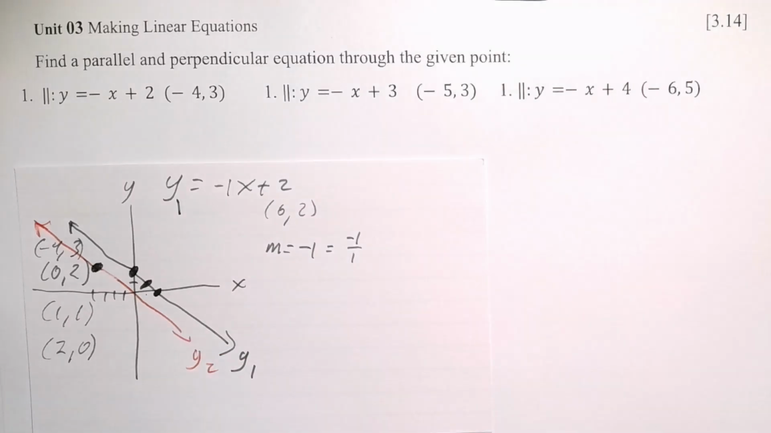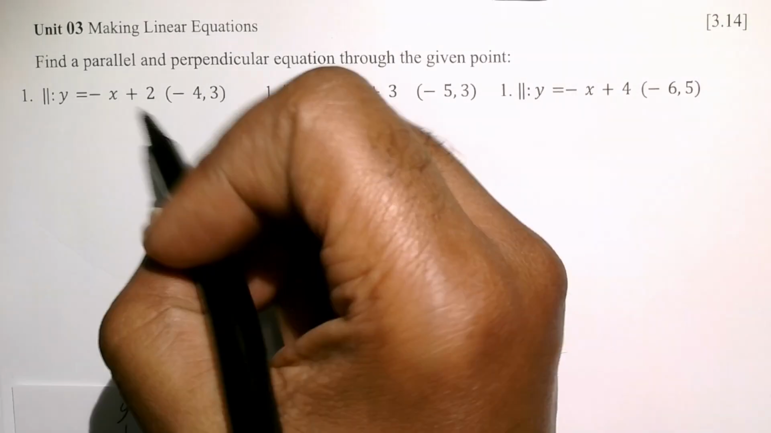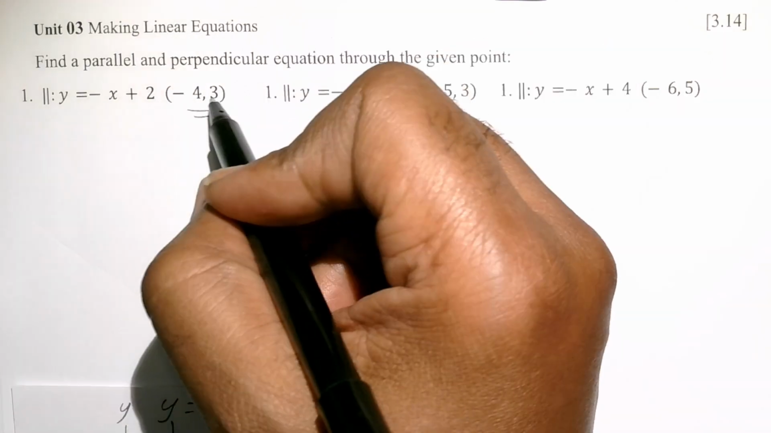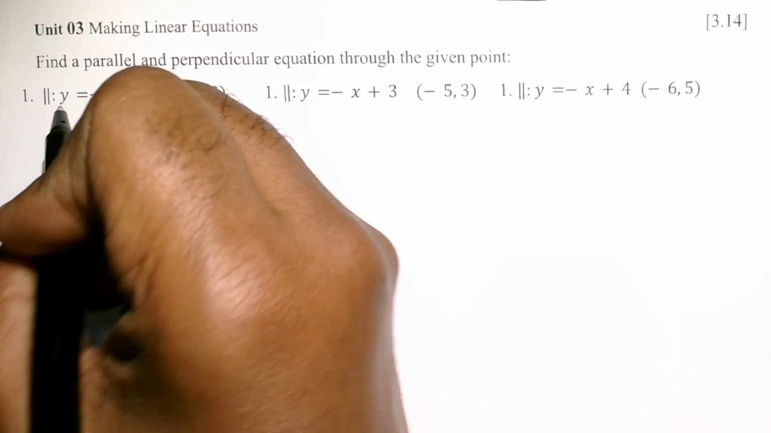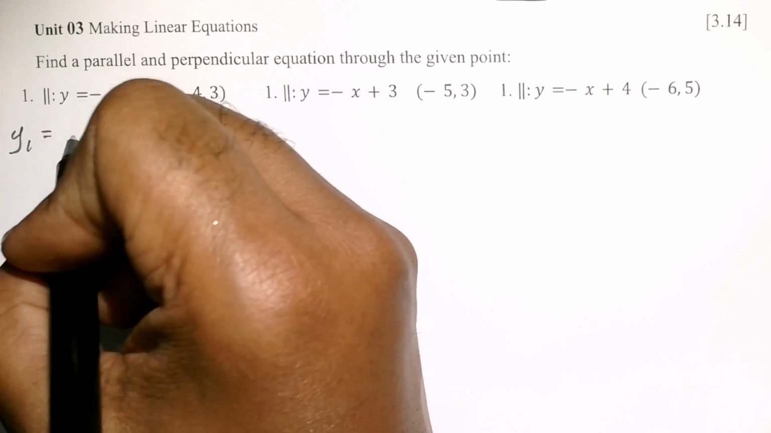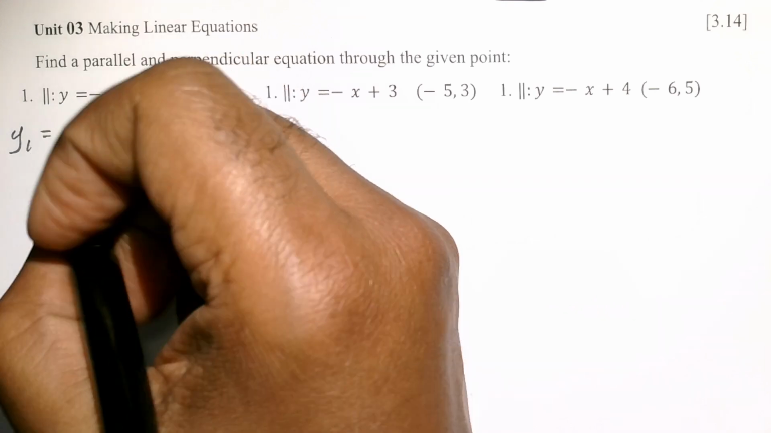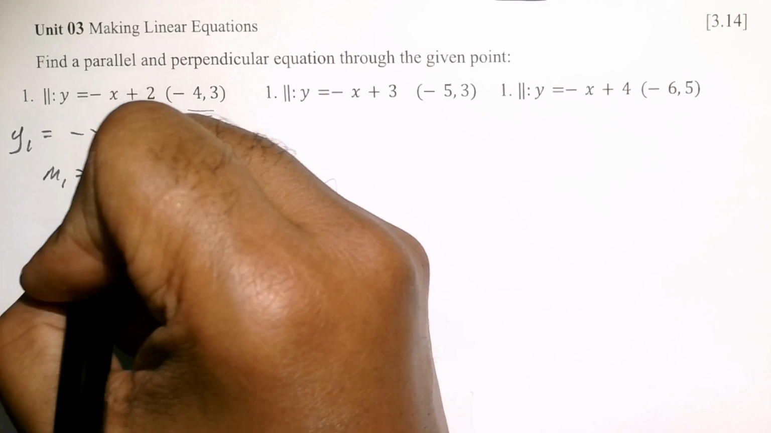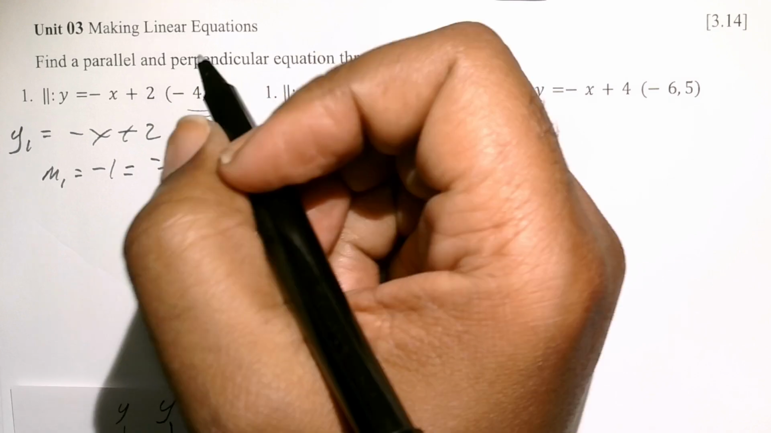So how do you build such a line? Well, you basically need a point and a slope to build lines. So let's go get both of those. For the new line, we actually have a point, negative 4, 3. We also need a slope. So let's talk about where we can get a slope from. This line right here, y equals negative x plus 2, that's the first line. It has a slope of negative 1, which we can also call negative 1 over 1.